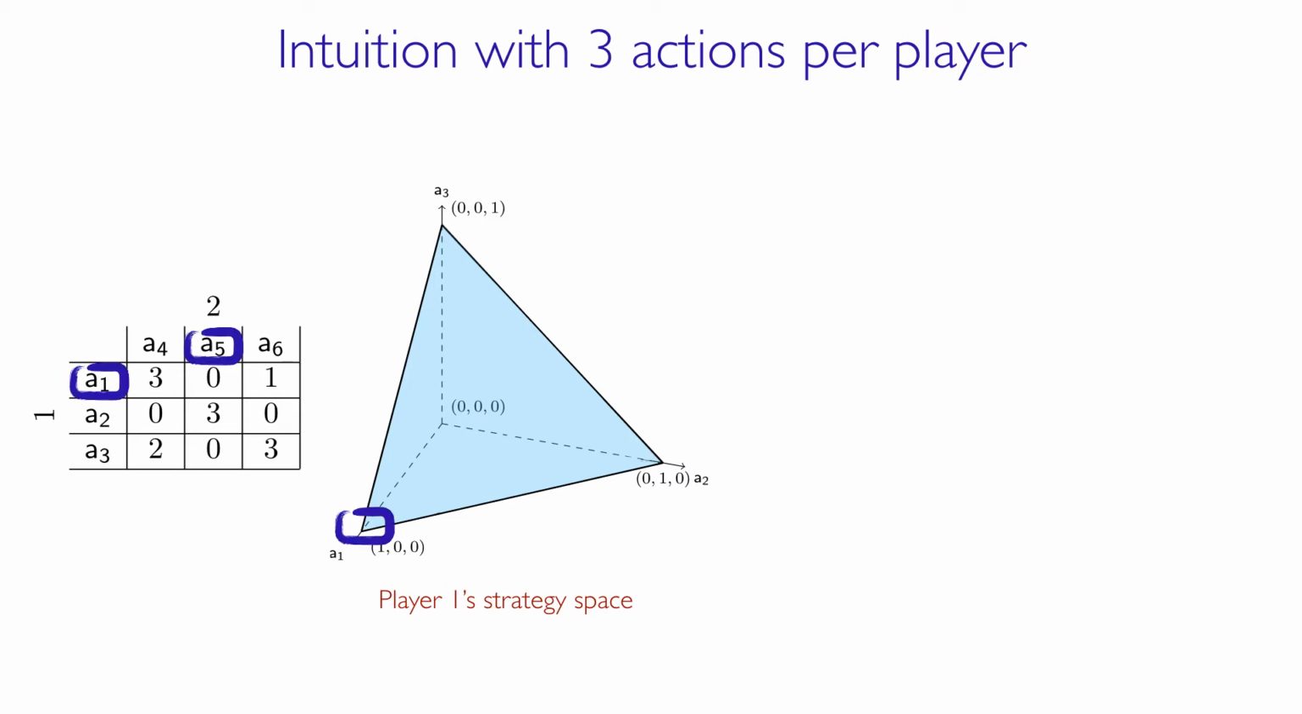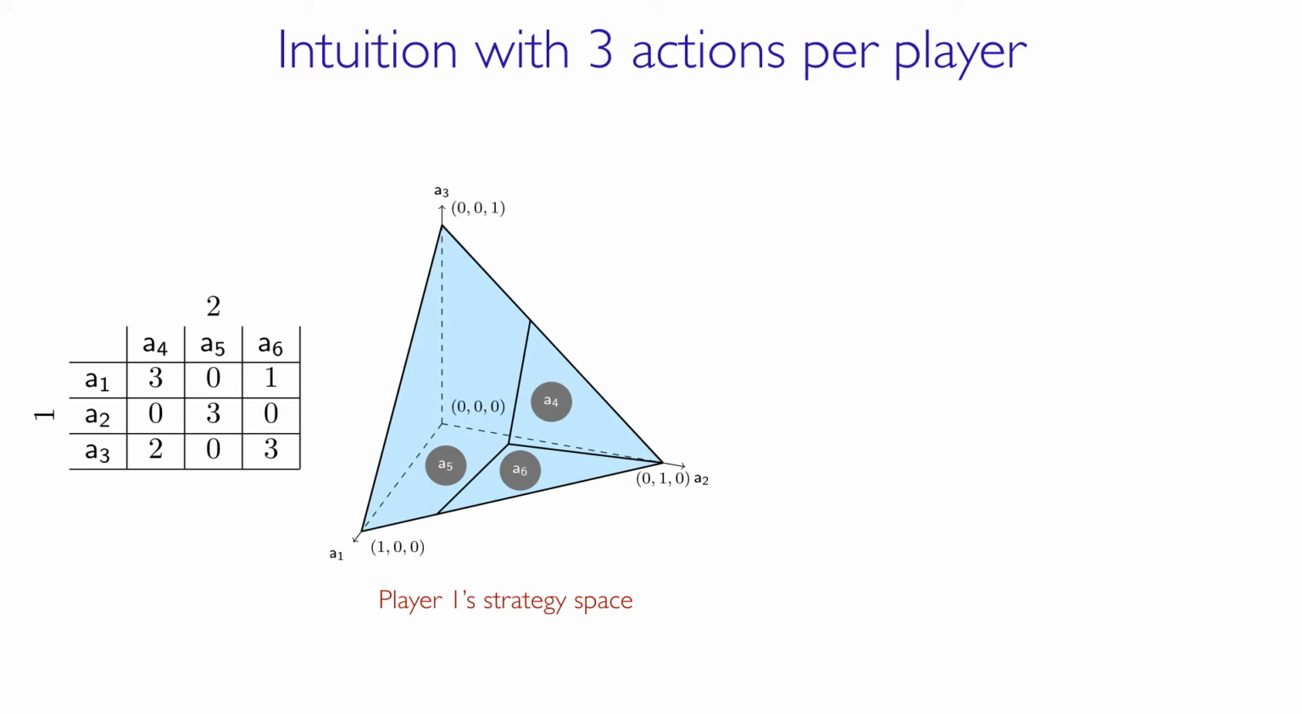We focus on the behavior of player 2. When player 1 plays A1, player 2 plays A5, minimizing the utility of player 1. When player 1 plays A2, player 2 plays A4 or A6 indifferently. When player 1 plays A3, player 2 plays A5.